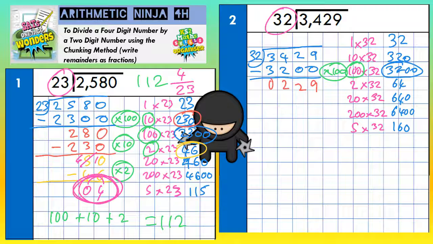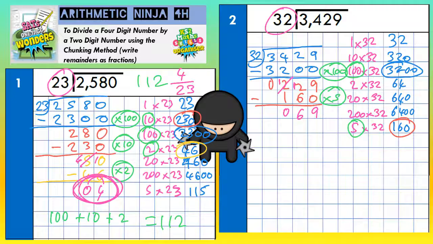229. The next biggest chunk we can take away is going to be this 160. So let's take away 160. And that is going to be a chunk of 5 32s. So pop a little times 5 at the side. And let's work that out. 9 take away 0 is 9. 2 take away 6 we can't do. So borrow. 2 becomes a 1. And the 1 we borrowed makes that into 12. 12 take away 6 is 6. And 1 take away 1 is nothing. So we're down to 69.